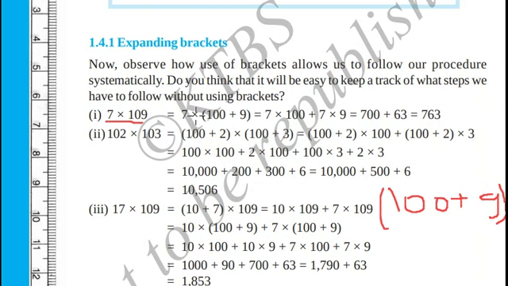Now let us use the distributive law. 7 into 100 is equal to 7 into 100 plus 7 into 9. 7 into 100 is equal to 700. 7 into 9 is equal to 63. 700 plus 63 is equal to 763. This is one more way of multiplying two numbers. Sometimes we find it easier to multiply using this method.